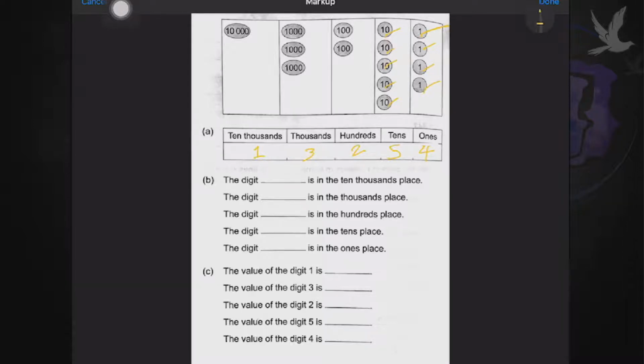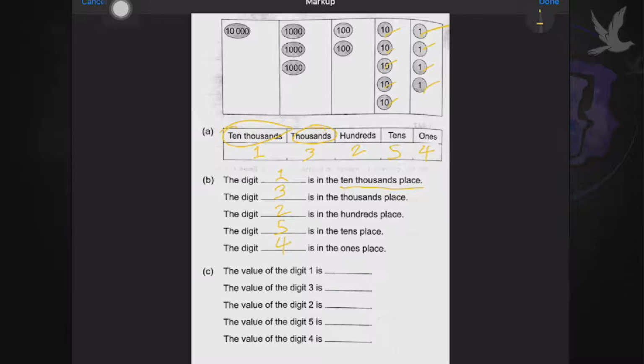The next question says the digit blank is in the 10,000s place. Which digit is found in the 10,000s place? That's equivalent to the digit 1. The digit blank is in the thousands place. Thousands place, you have the digit 3. The digit blank is in the hundreds place. So in this case, the digit in the hundreds place is 2. The digit blank is in the tens place, which in this case is 5. The digit blank is in the ones place, which in this case is 4.